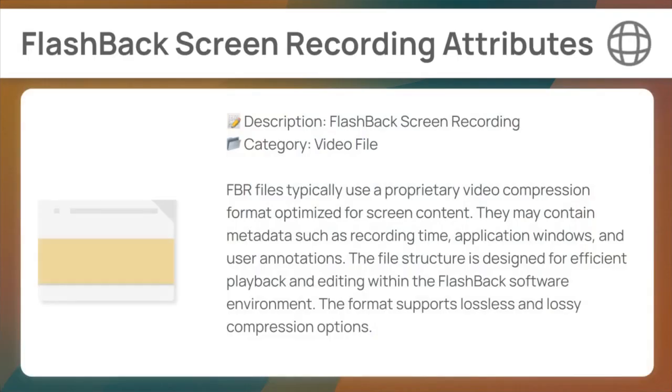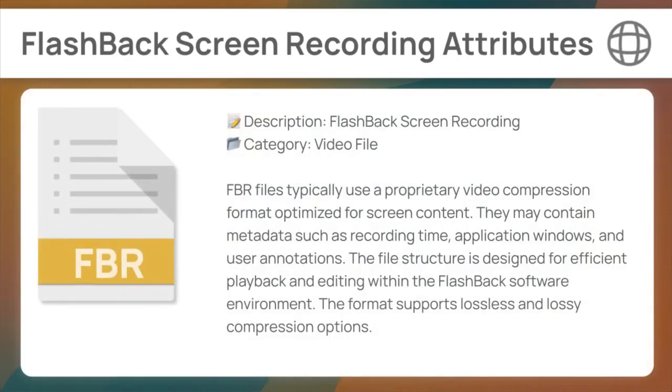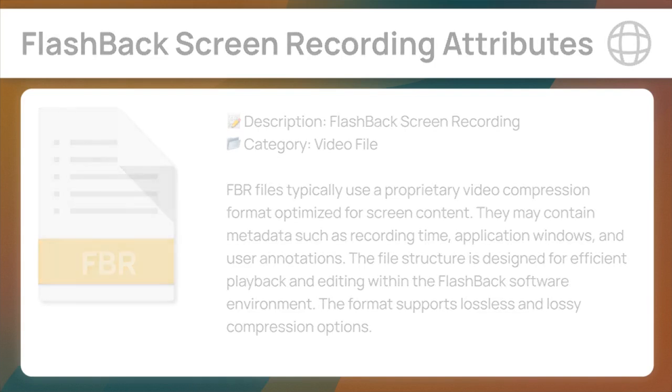FBR files typically use a proprietary video compression format optimized for screen content. They may contain metadata such as recording time, application windows, and user annotations. The file structure is designed for efficient playback and editing within the FlashBack software environment. The format supports lossless and lossy compression options.